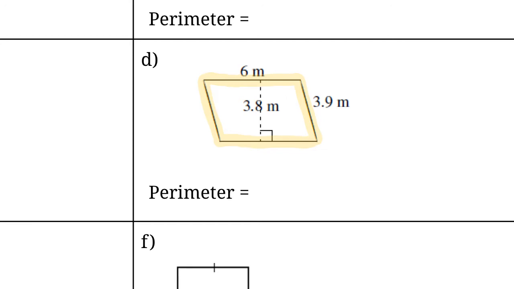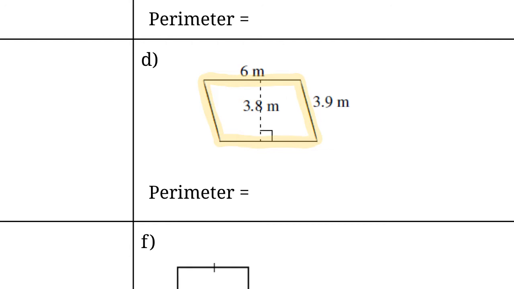So you'll notice a few things here. First of all, we're only given 2 of those side lengths. Also, is this 3.8 part of the perimeter? It's not, right? So we shouldn't include it when we're adding it up.